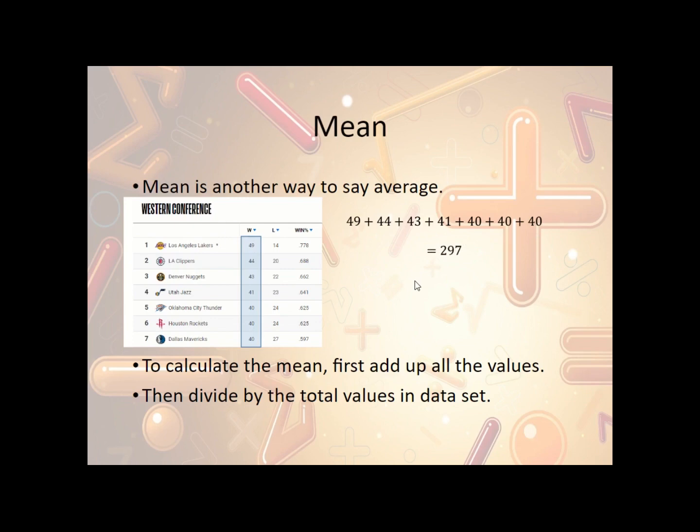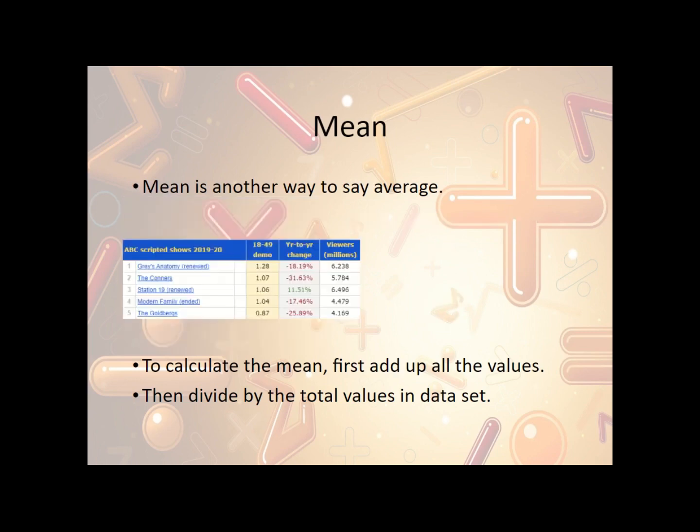Then to find the average, we're going to divide that by how many numbers we included. Well, we included 1, 2, 3, 4, 5, 6, 7. So we divide 297 by 7, and we get 42.4. So the average number of wins in the Western Conference is 42.4 wins. Let's look at another example.